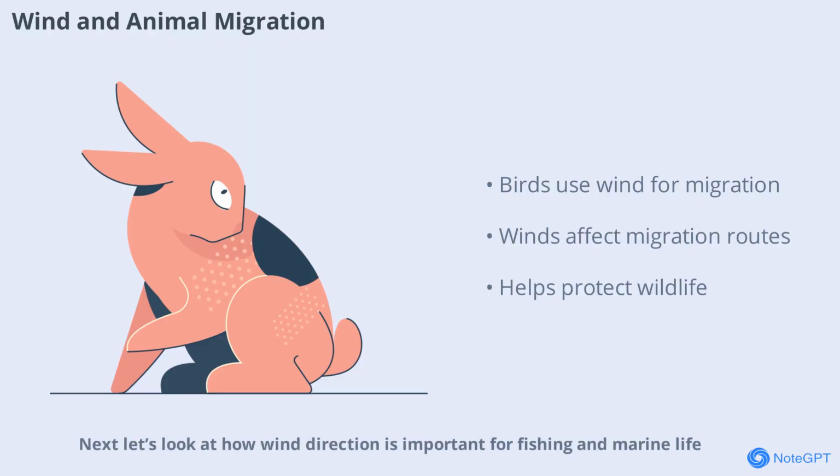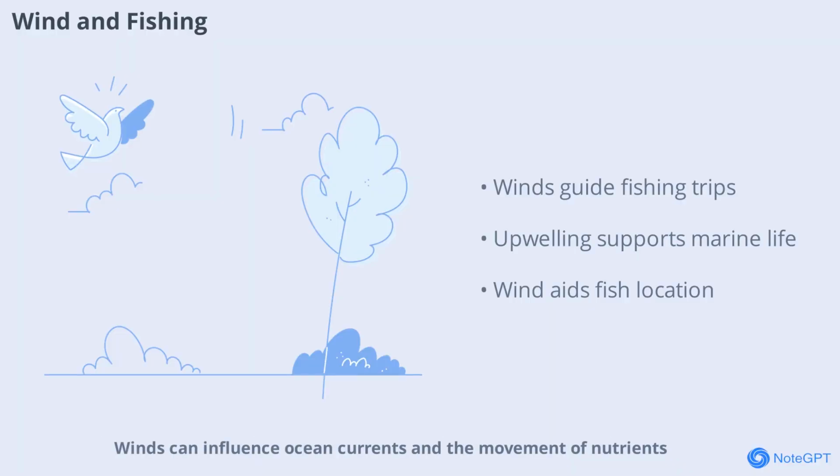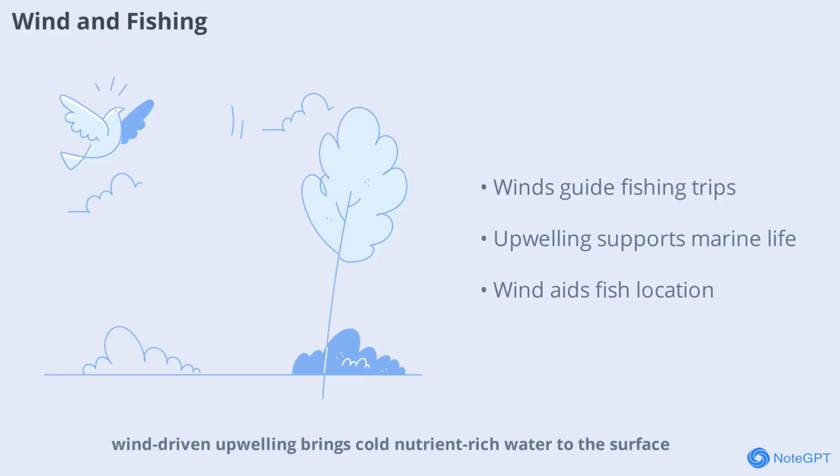Next, let's look at how wind direction is important for fishing and marine life. Fishermen often rely on wind direction to locate fish and plan their trips. Winds can influence ocean currents and the movement of nutrients, attracting fish to certain areas. In coastal regions, wind-driven upwelling brings cold, nutrient-rich water to the surface, supporting abundant marine life. Understanding wind patterns helps fishermen increase their catch and protect marine resources.